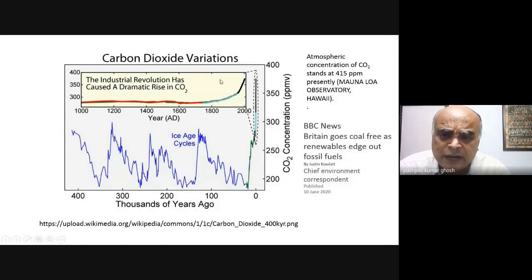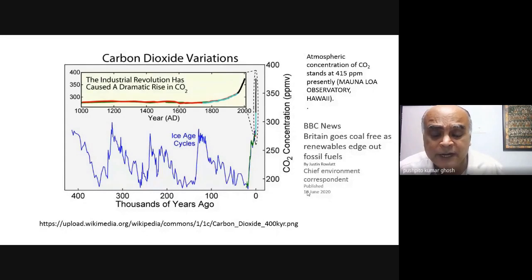Now, people have been trying to reverse it. And that is the trend. And look how interesting it is that England, who were the people who led the Industrial Revolution and took pride in having introduced coal and the burning of coal, look at this: Britain goes coal-free as renewables edge out fossil fuels, 10 June 2020. Today, the use of coal is just about 2% of the entire power portfolio of England.